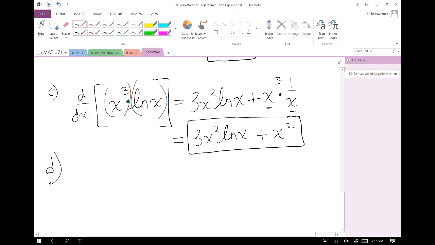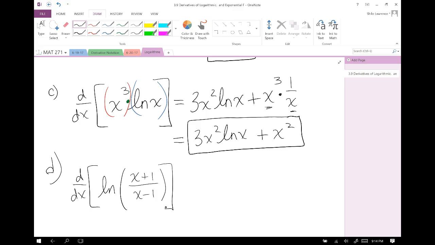So one more quick example first, and we are going to do the derivative for natural log of, let's say, x plus 1 over x minus 1. We want to take the derivative of the natural log of x plus 1 over x minus 1. So we've got a couple different things going on here, and we need to decide where to start.